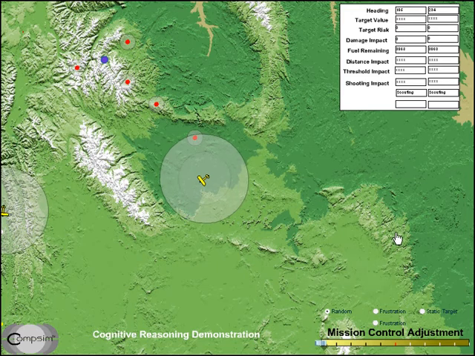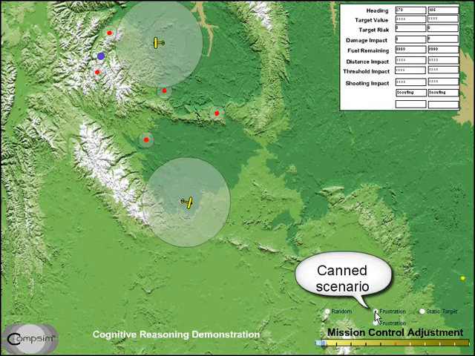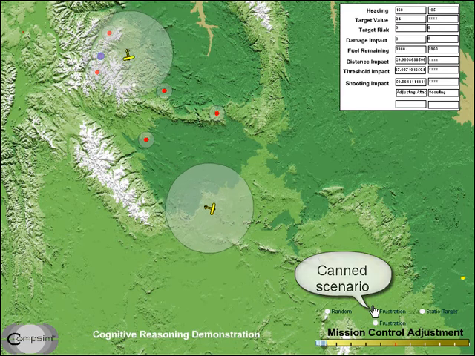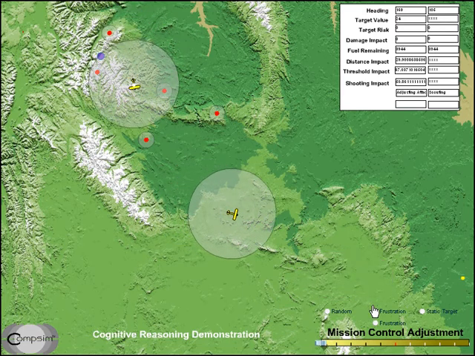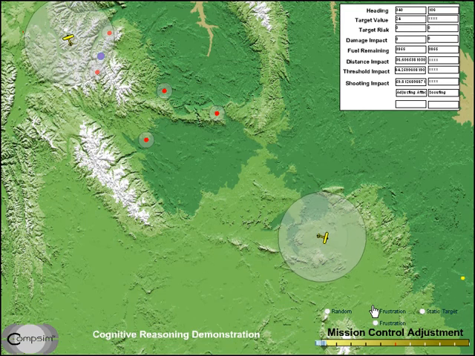We have two canned scenarios that allow us to demonstrate the use of frustration in the policies that describe how the UAVs are to perform. In this first case, the UAVs finally find a safe way to attack the target. In the second case, we add another defensive site. The UAV gets frustrated and goes home.